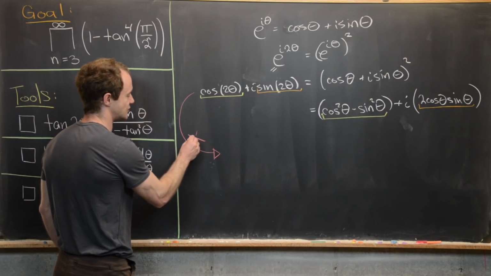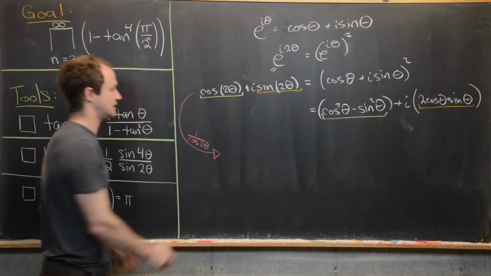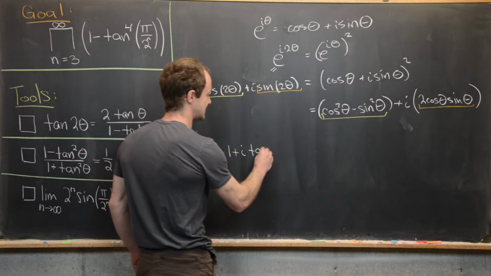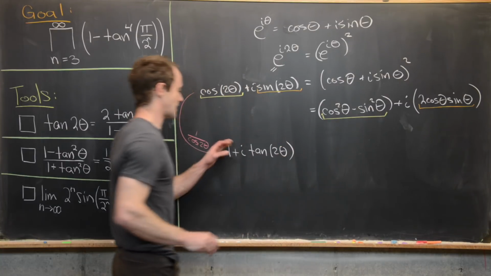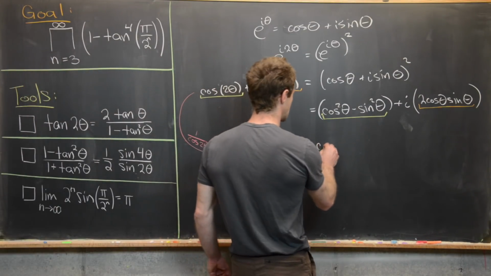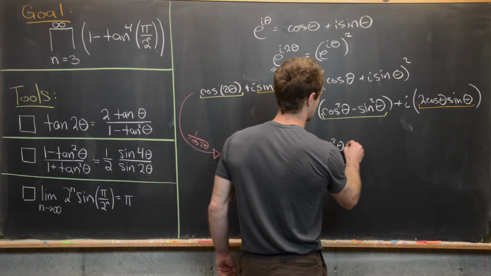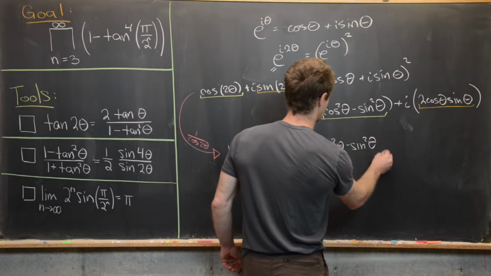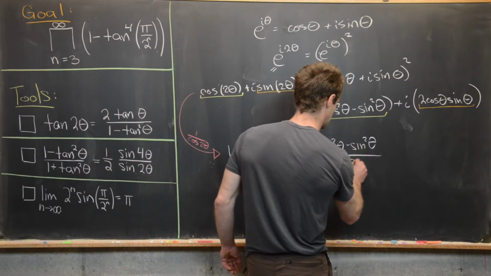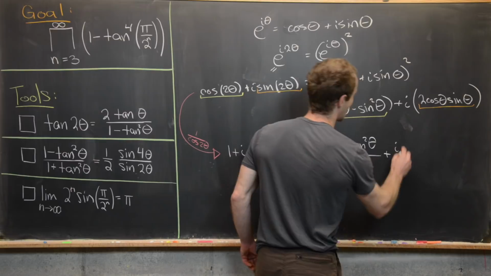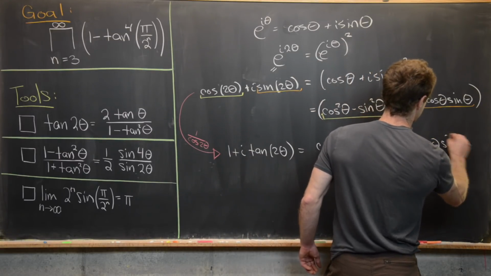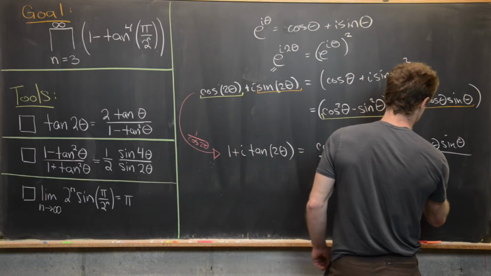Take this entire equation and do 1 over cos 2 theta. So let's see. That's going to give us 1 plus i times tangent 2 theta. So that's what happens to the left-hand side. And then on the right-hand side, we have cosine squared theta minus sine squared theta over cosine 2 theta, and then plus i 2 cosine theta sine theta, and this is all over cos 2 theta.